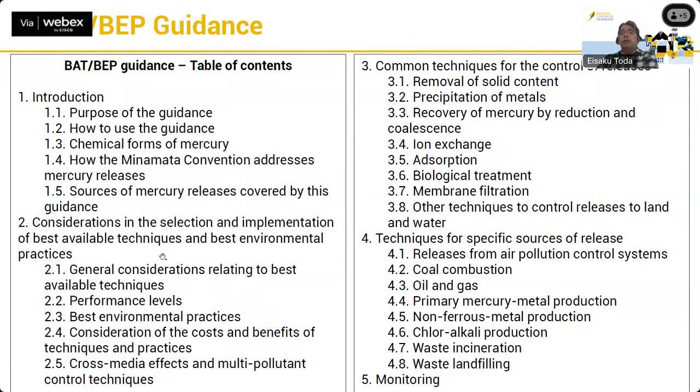The guidance contains five chapters, from the introduction and considerations in the selection of BAT-BEP. Section 3 describes the common techniques for controlling releases, such as the removal of solid content, precipitation, recovery of mercury, ion exchange or adsorption, and so on. Chapter 4 explains specific techniques for selected specific source categories, and chapter 5 addresses the monitoring of mercury releases.